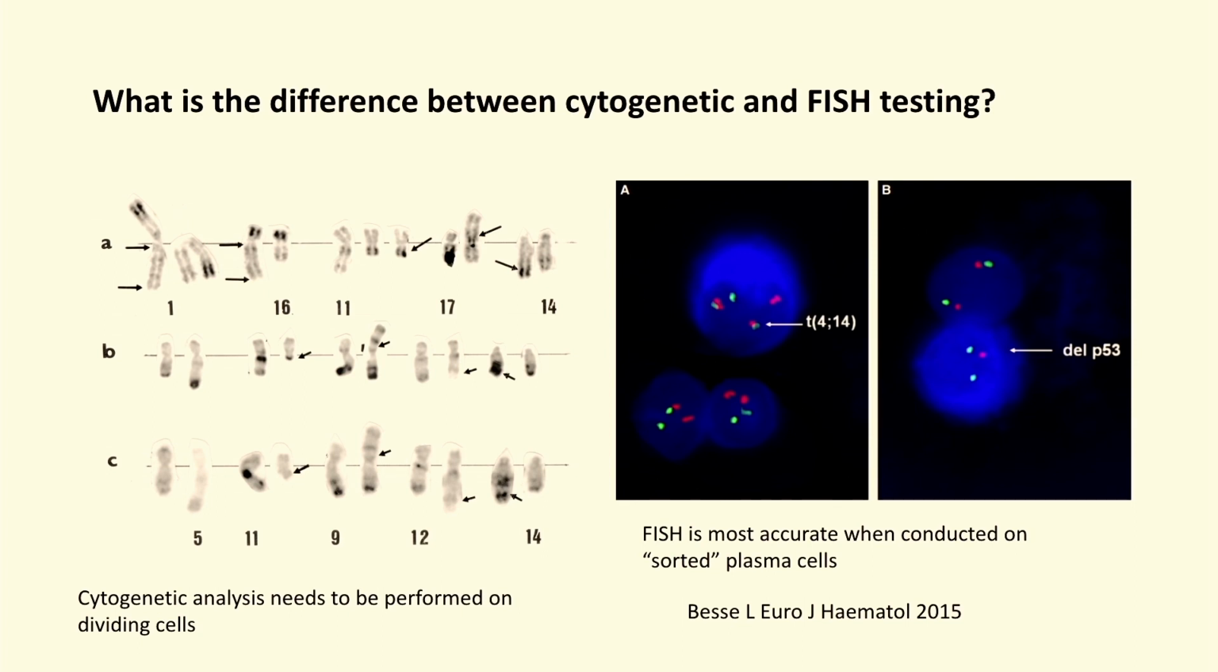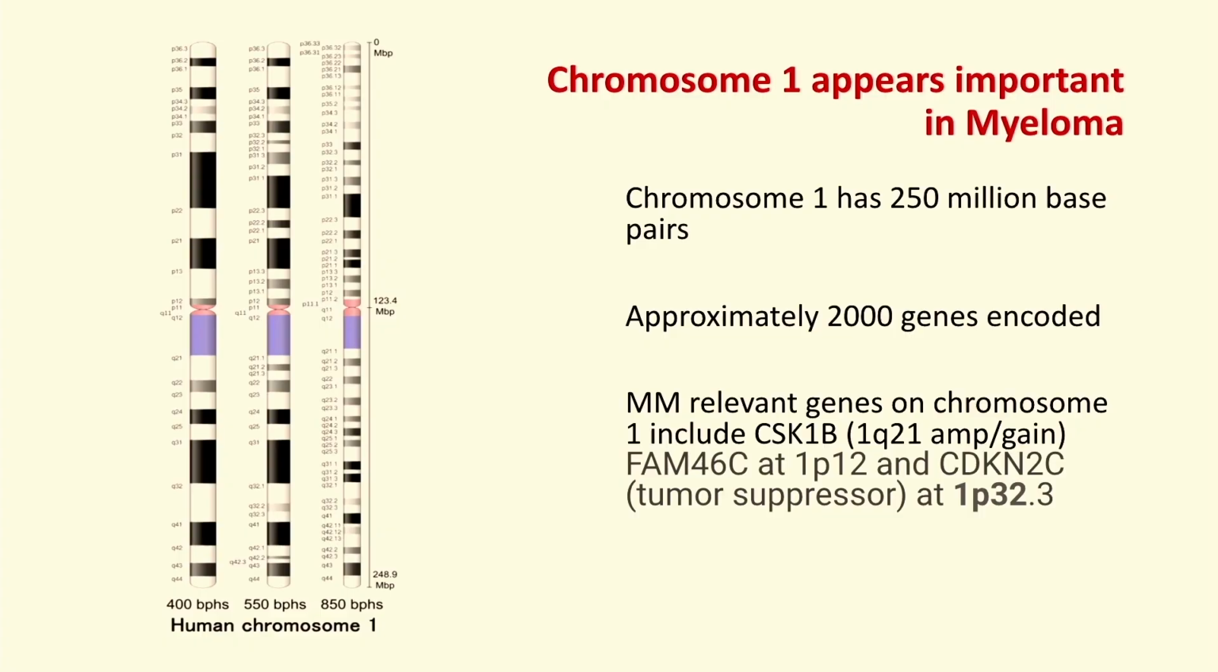It works better if, when it's run on your bone marrow, they sort out the plasma cells. That helps increase the sensitivity. But we use this now all the time. And we're starting to learn more and more things about chromosomes in myeloma. And I think we're only at the tip of the iceberg, really.